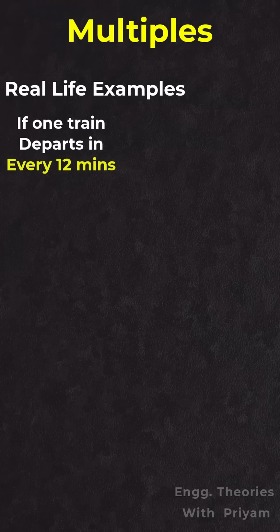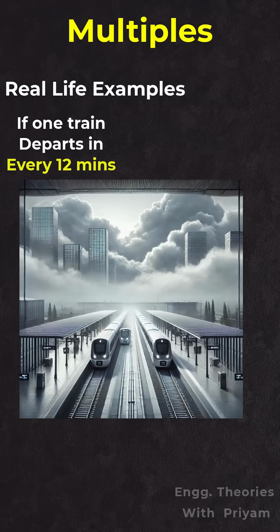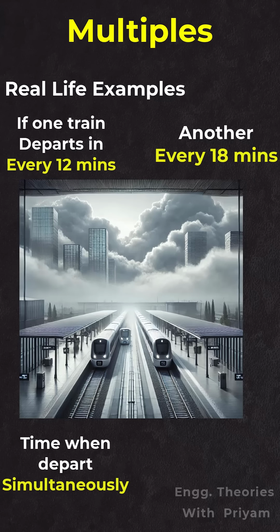If a metro train departs every 12 minutes and another train on a different line departs every 18 minutes, the times when both the trains depart simultaneously are the multiples of the least common multiple of 12 and 18, which is 36 minutes.